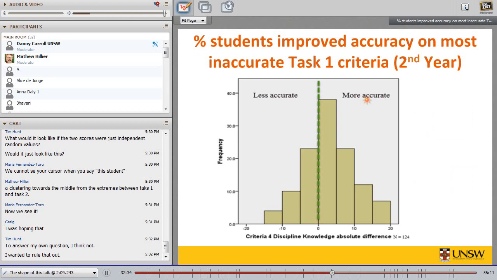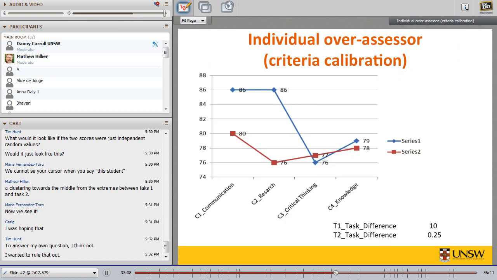So, the criteria that they were very inaccurate on, down here, this is the students who became more accurate, and this is the amount they became more accurate on. 5 marks, 5 to 10 marks, 10 to 15 marks, 15 to 20 marks. So in here, we've got a lot of improvement on the criteria in which students were very inaccurate. There were other criteria where students were relatively accurate, and on those criteria, this graph was almost very equal. But on the inaccurate criteria, students made quite strong gains.